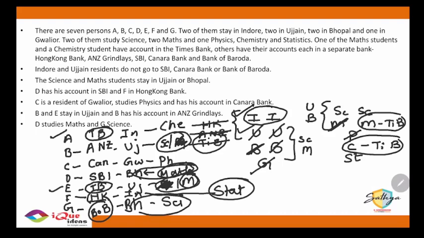हाँ बोलो. देखो सेकंड लाइन में क्या है? One of the math students and a chemistry student have an account in Times Bank. वो पता चल गया, but A केमिस्ट्री क्यों है और मैथ्स क्यों नहीं है? E is Ujjain. Hold on. E is Ujjain, and Ujjain can only be science and maths. E is Ujjain, वो फिक्स हो गया था. एंड E उज्जैन वाले साइंस या मैथ्स ही हो सकता है. तो E उज्जैन से केमिस्ट्री तो हो नहीं सकता. तो टाइम्स का है तो मैथ्स ही होना चाहिए.